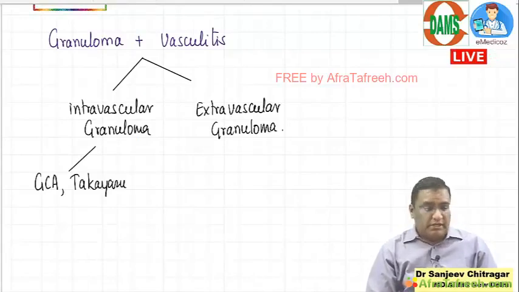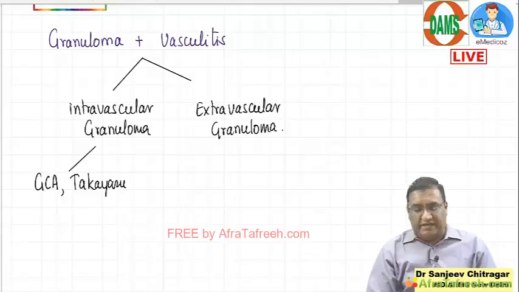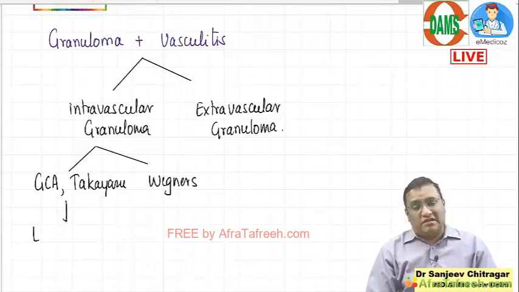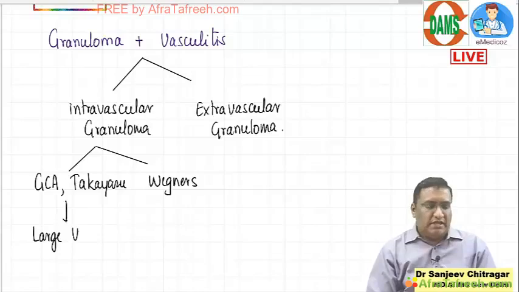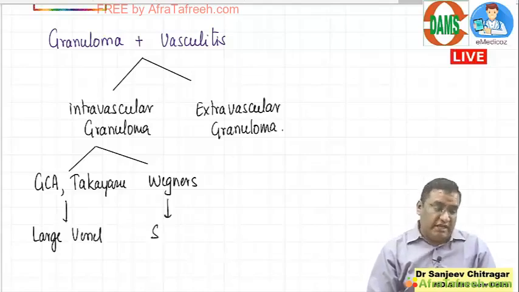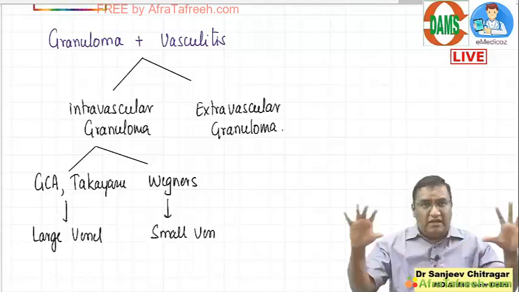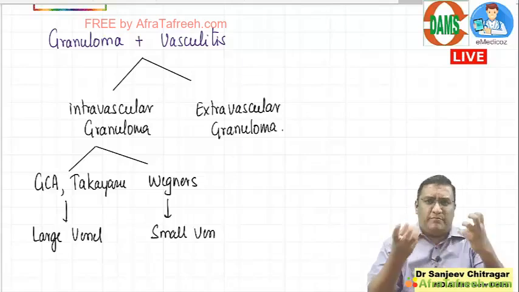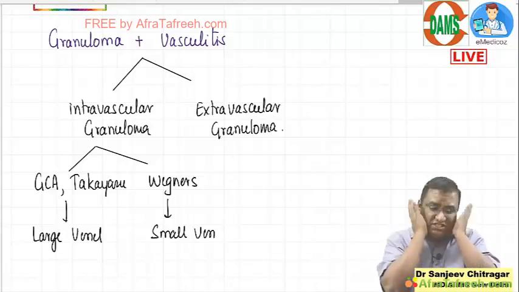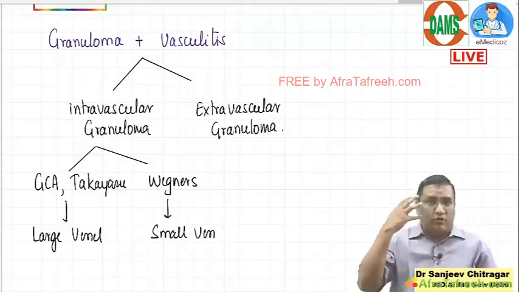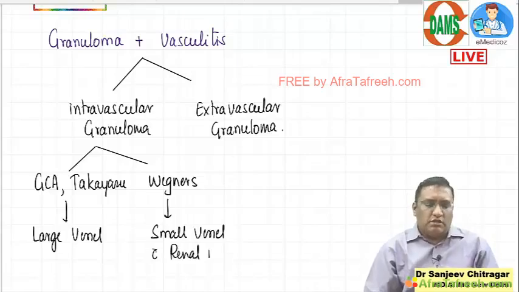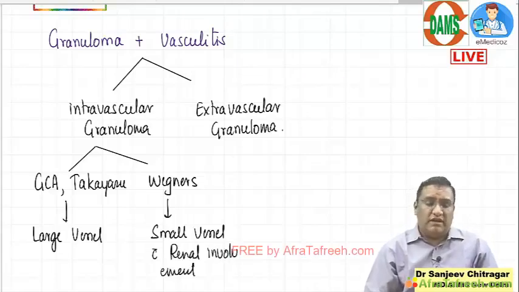Now, if there is an intravascular granuloma, that means inside the vessel, if you find granuloma, yes, you start thinking of GCA and Takayasu. What is GCA? Giant cell arteritis, Takayasu, or it could even be Wegener's granulomatosis. GCA and Takayasu, both of them are large vessel vasculitis. Wegener is a small vessel. So the clinical distinction is totally different here. Yes, large vessel, small vessel. Small vessel will present with petechiae, purpura, renal involvement, lung involvement. Large vessel, GCA and Takayasu, will present with temporal headache or blindness, or pulseless disease in the upper limb.